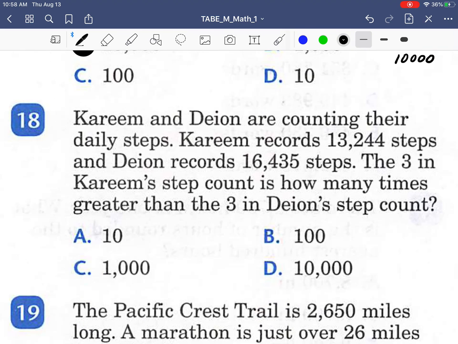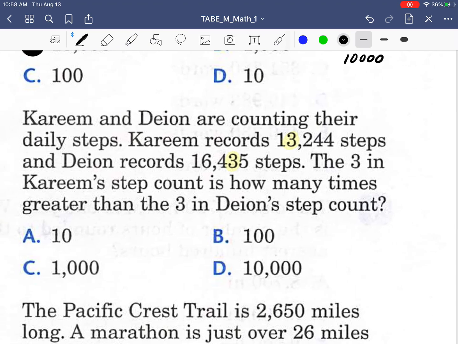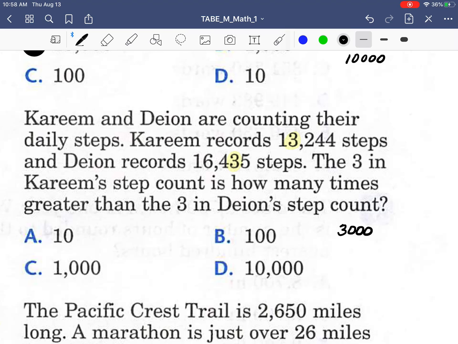Number 18. Kareem and Dion are counting their daily steps. Kareem records 13,244 steps, and Dion records 16,435 steps. The 3 in Kareem's step count is how many times greater than the 3 in Dion's step count? So look at your 3's. Kareem's is 3,000. Dion's is only 30. Cancel those out. 3 into 300, remember you're dividing. 3 into 3 is 1, and you have 2 zeros. So the answer to this one is B.